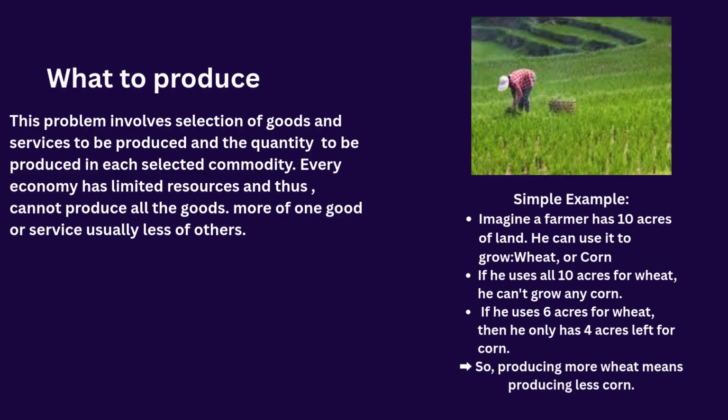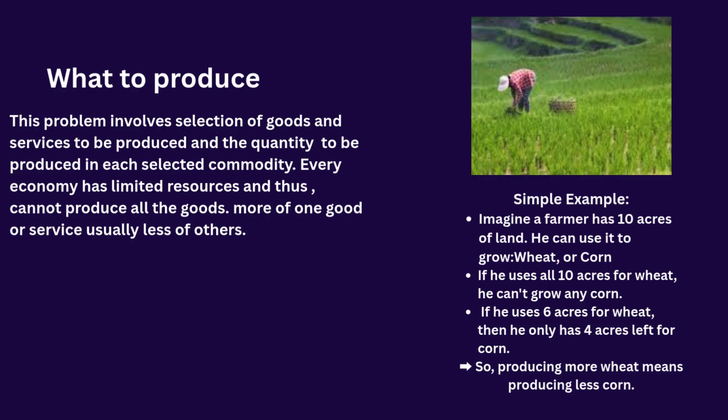See, this problem involves selection of goods and services to be produced and the quantity to be produced in each selected commodity. See, simple example, see here. Every economy has limited resources, right? We can't make rice in every land, we can't farm everywhere, right? So only some land we can farm. So, imagine a farmer has 10 acres of land, okay? He can use it to grow wheat or corn. If he uses all 10 acres for wheat, he cannot grow any corn, right? So if he uses 6 acres for wheat, then he only has 4 acres left for corn.